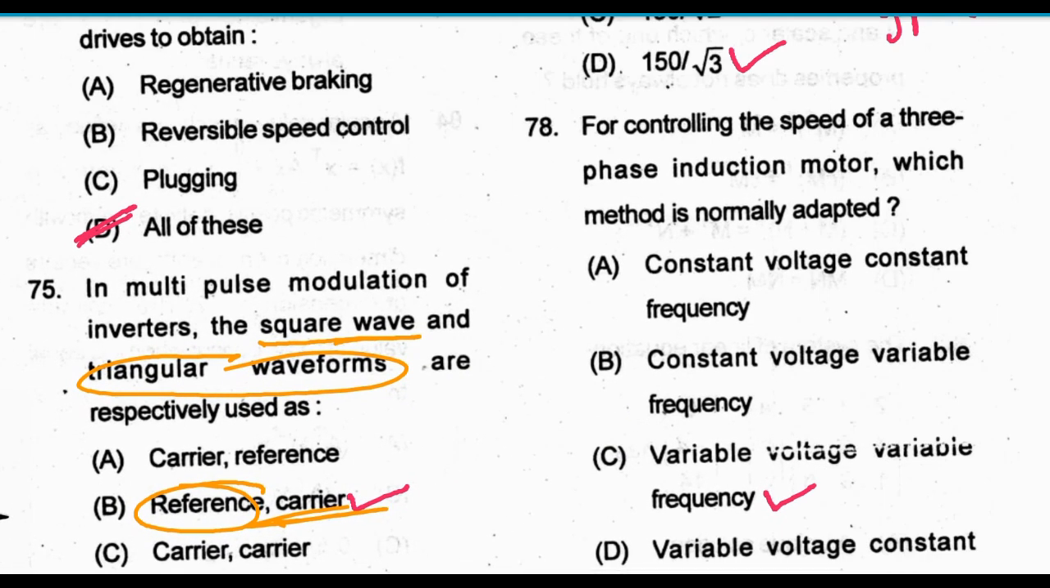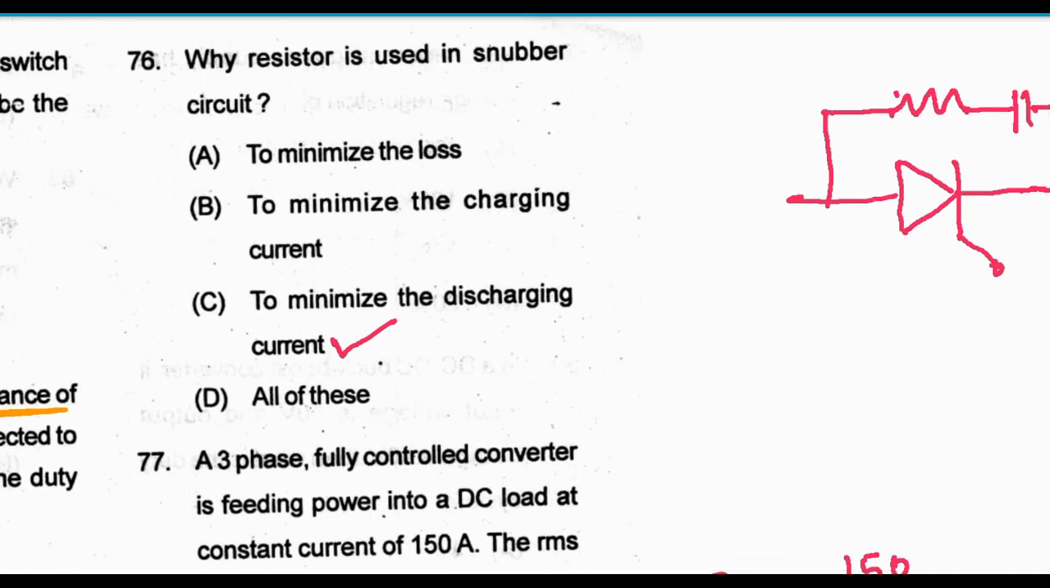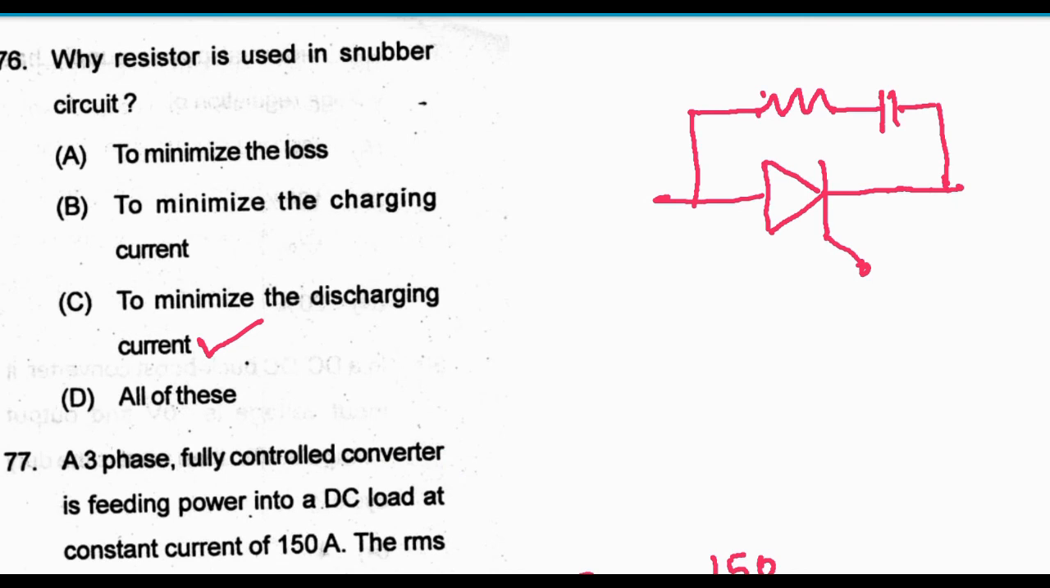Next question is question number 76. Why is a resistor used in a snubber circuit? Option A, to minimize loss, to minimize charging current, to minimize the discharging current, all of the above. So here, to minimize the discharging current.